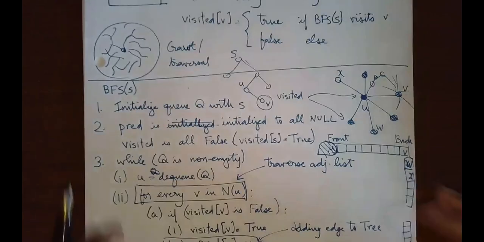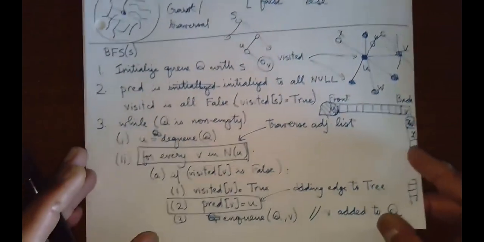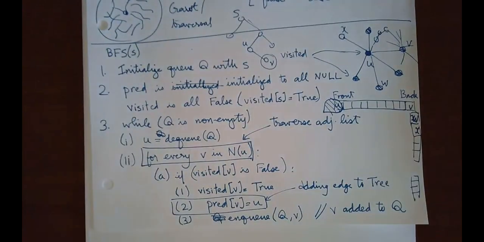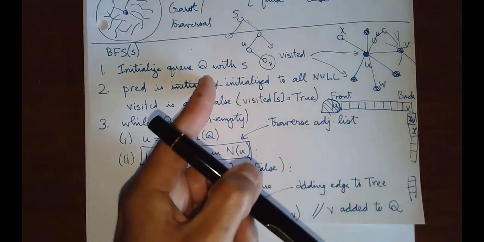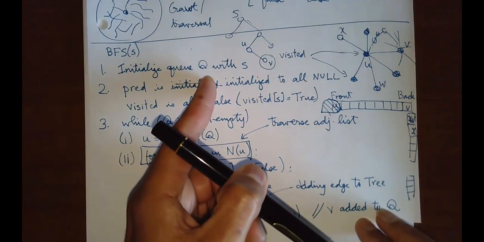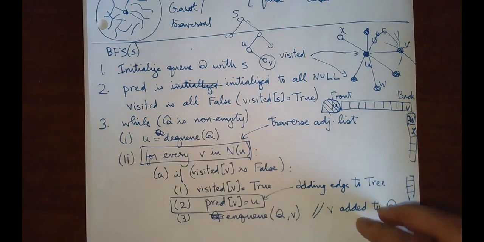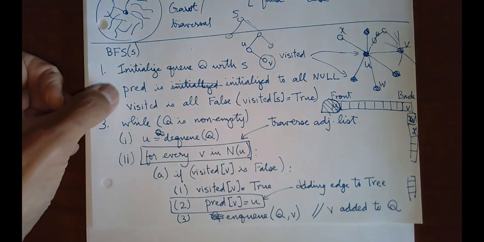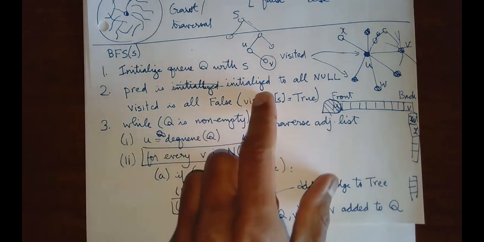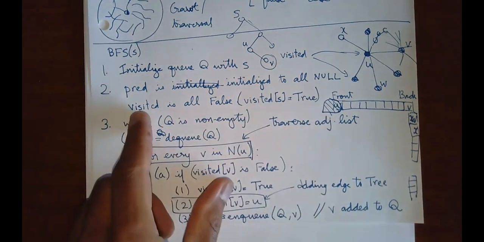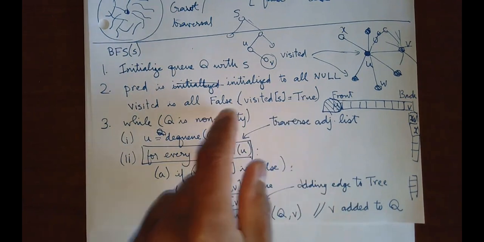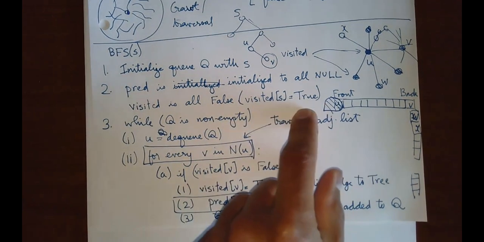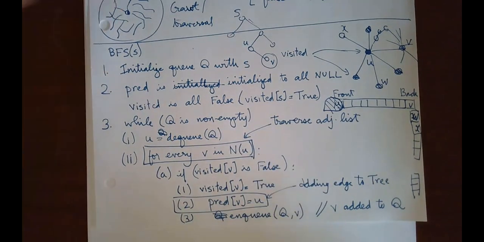Okay, so let's just walk over the code for breadth first search. The code goes as follows. You initialize a queue, capital Q, with S in the queue. Predecessor is all initialized to null. Visited is going to be all false, except for visited of S, which we set to true, because we're saying that we start the BFS from S, so S is visited.